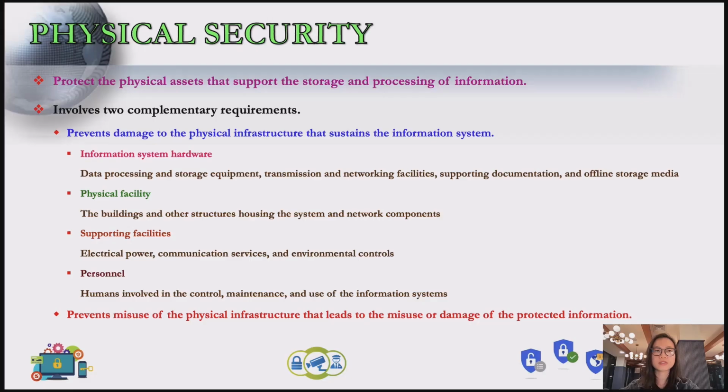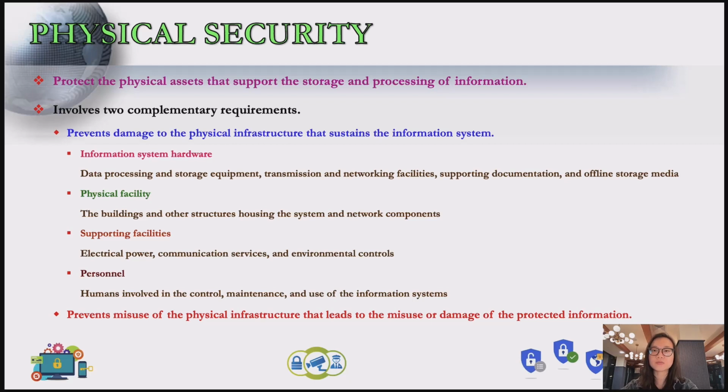In the second part of this lecture, we're going to introduce physical security. For information systems, the role of physical security is to protect the physical assets that support the storage and processing of information. Physical security involves two complementary requirements. First, physical security must prevent the damage to the physical infrastructure that sustains the information system.